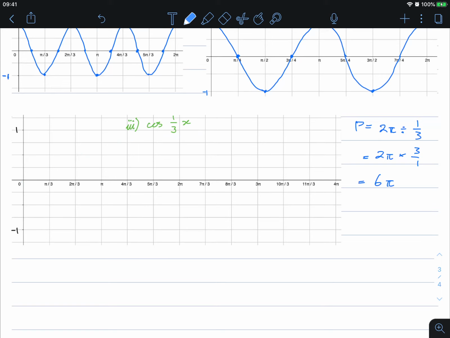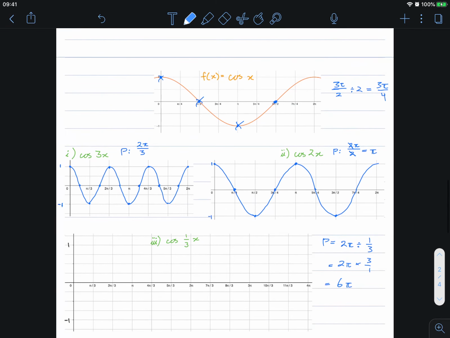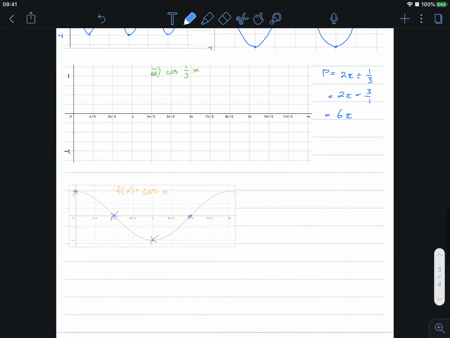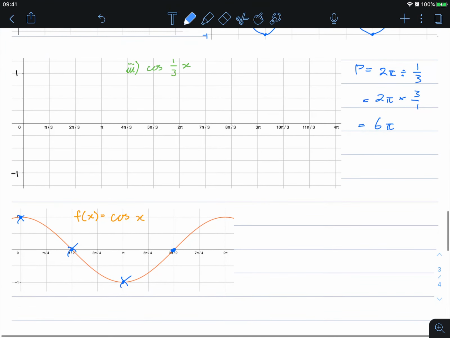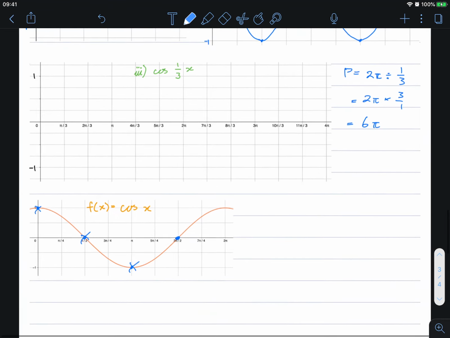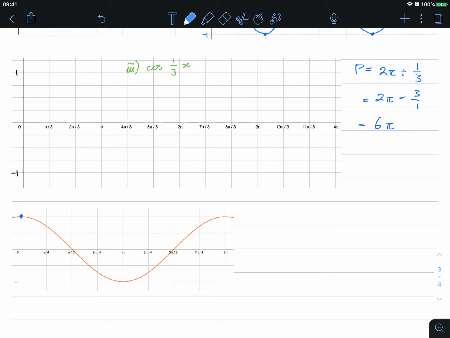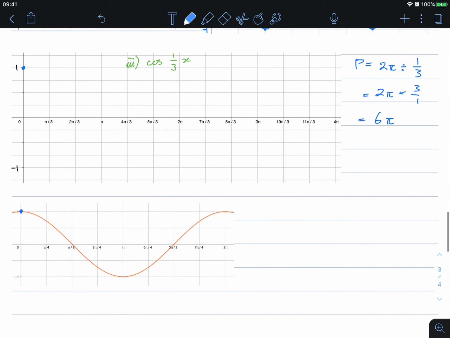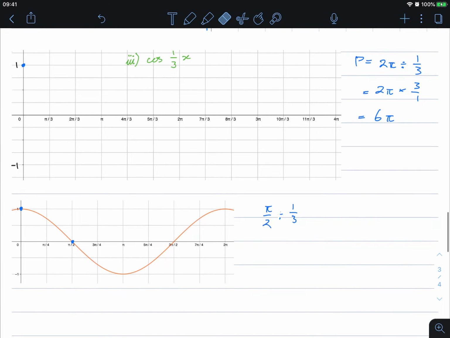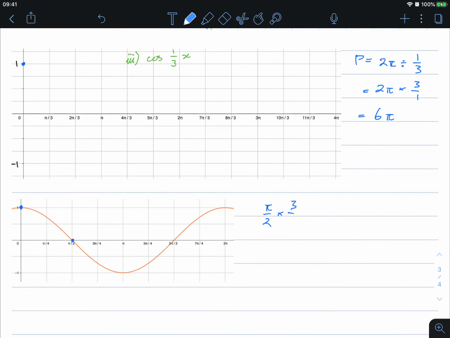So this is actually going to be very stretched out. In actual fact, I'm only going to stop at 4 pi. I'm not going to complete the cycle. Let's move this down to find our critical points. Here we go. Let's erase this. So, beginning at 1, this point here cannot be stretched because it's already on the y-axis. This point here is originally pi on 2, but we're going to divide by 1/3, which is the same as times 3 on 1. So that will become 3 pi on 2.